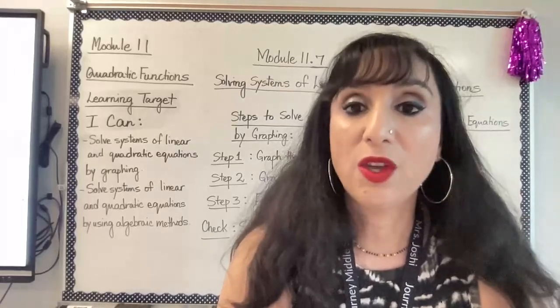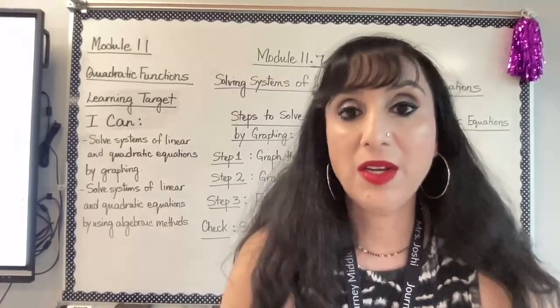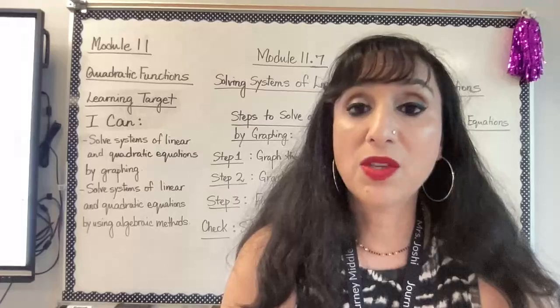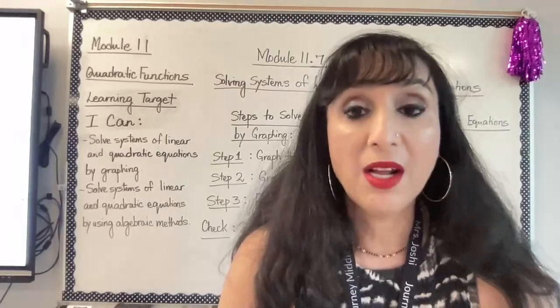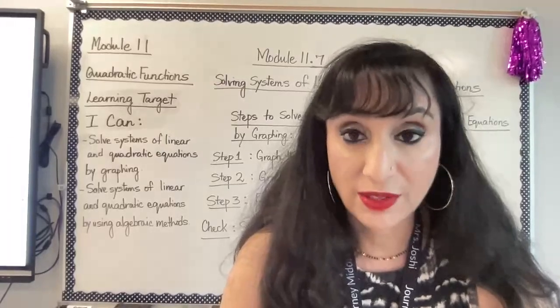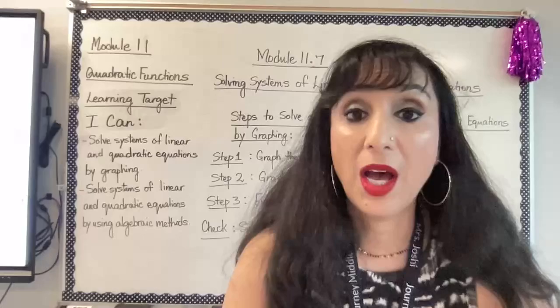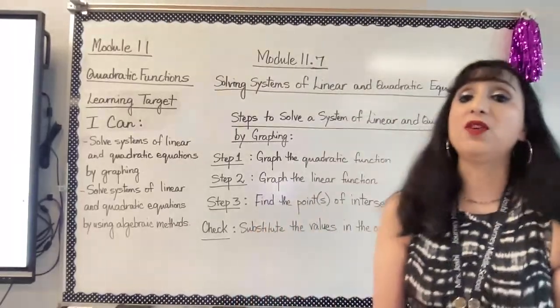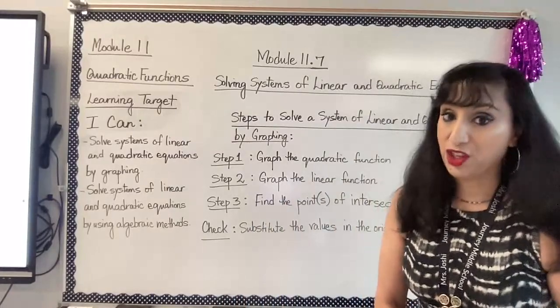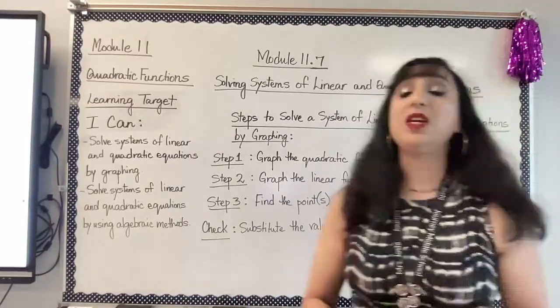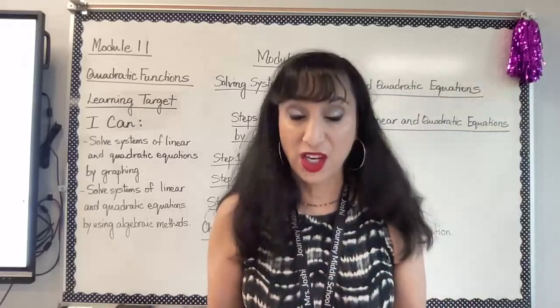All right. So if we are using steps to solve systems of linear and quadratic equations by graphing, there are certain steps involved. The first step, we are going to graph the quadratic function. Then we are going to graph the linear function. And then we are going to see where the points of intersection are.